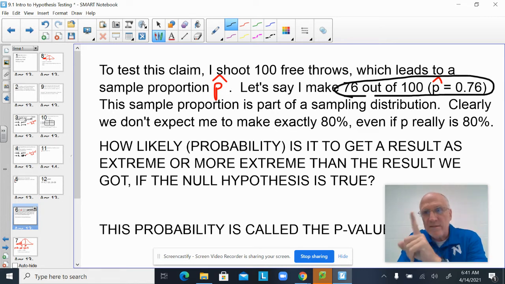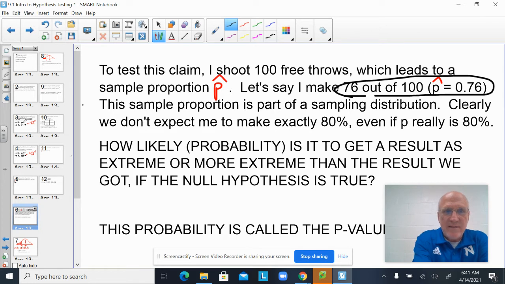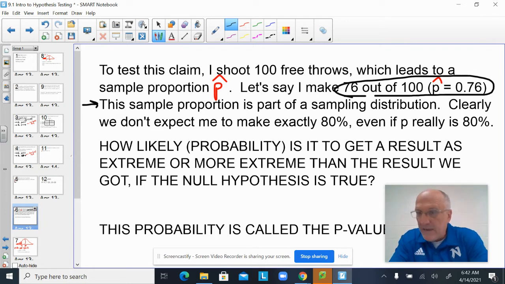Remember that that's just one sample proportion. And it says here in this law that that one sample proportion is part of the sampling distribution. Remember, we talked about those in chapter 7. If I were to take 100 free throws and calculate a sample proportion, and if I were to do that again and again and again, I would create a sampling distribution of sample proportions. So my one sample proportion, which happens to be p hat equals 0.76, is just one number of that sampling distribution.